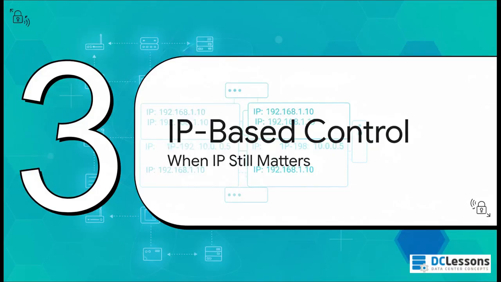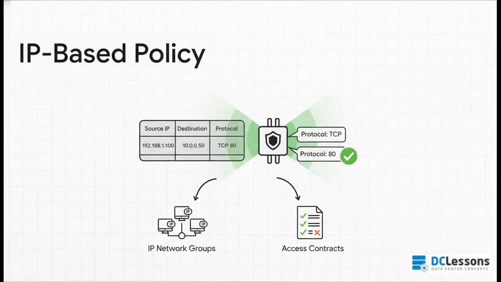Now, identity-based policy is amazing, but let's be real, we don't live in a perfect world. Sometimes you still have to control traffic the old-fashioned way. Maybe you're talking to a legacy system that doesn't understand SGTs, or you have a very specific filtering need. Sometimes the IP address still matters.